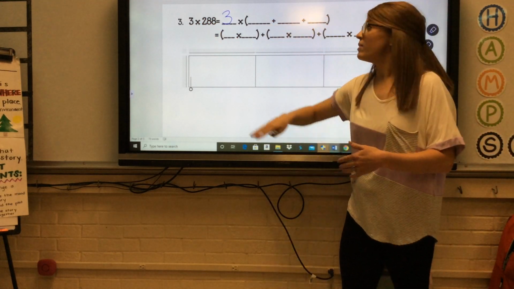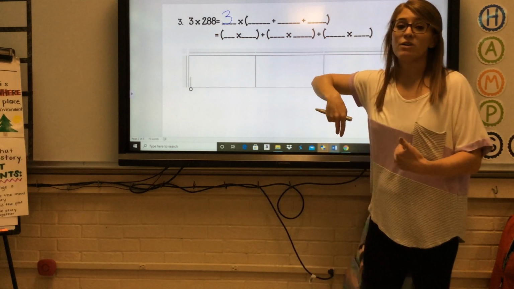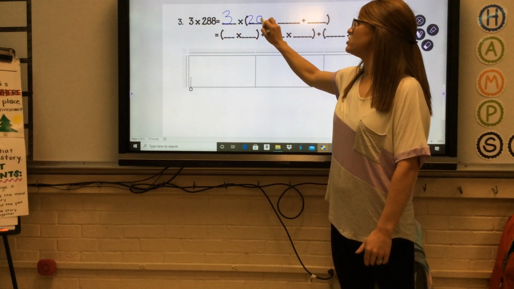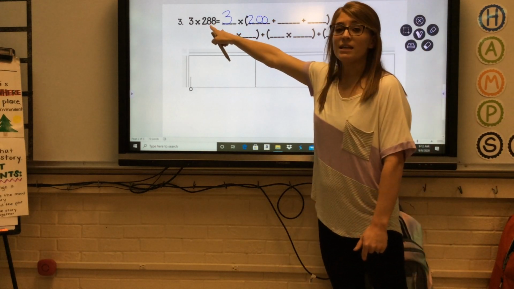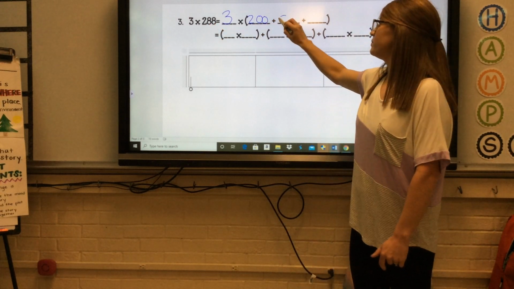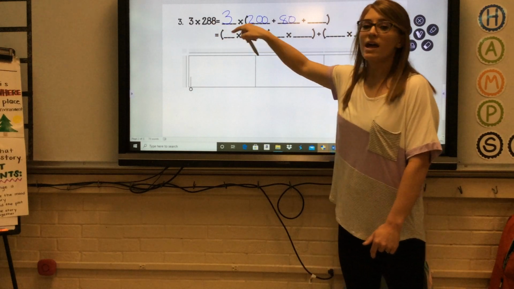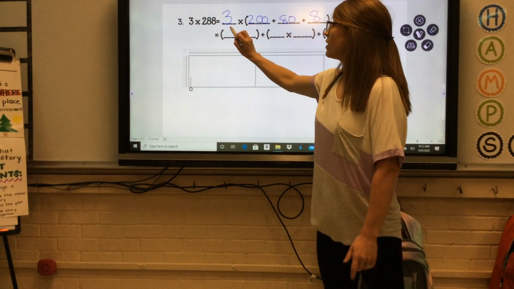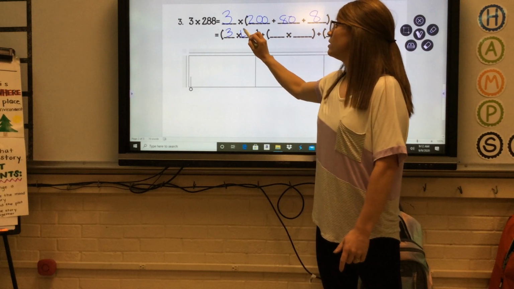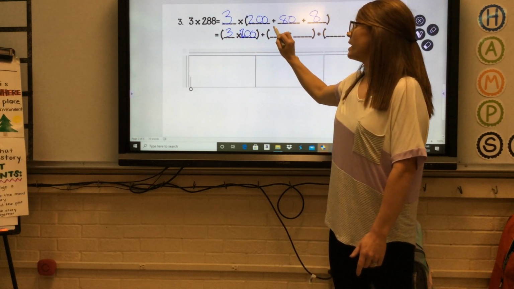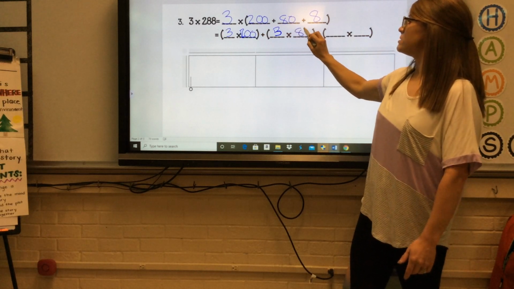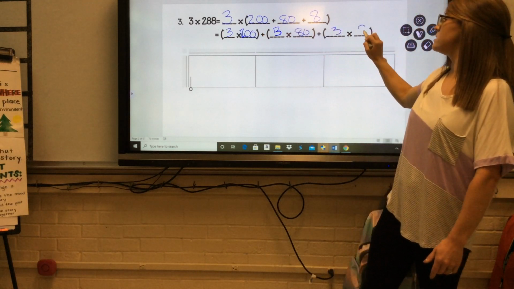Yes, you're breaking up that 288 by place value. Very good. So the value of 2 is 200. The value of 8 is 80. And the value of the 8 here is 8. Very good. Then we're going to transfer that down and make sure we get our blanks filled in. 3 times 200, 3 times 80, and 3 times 8.